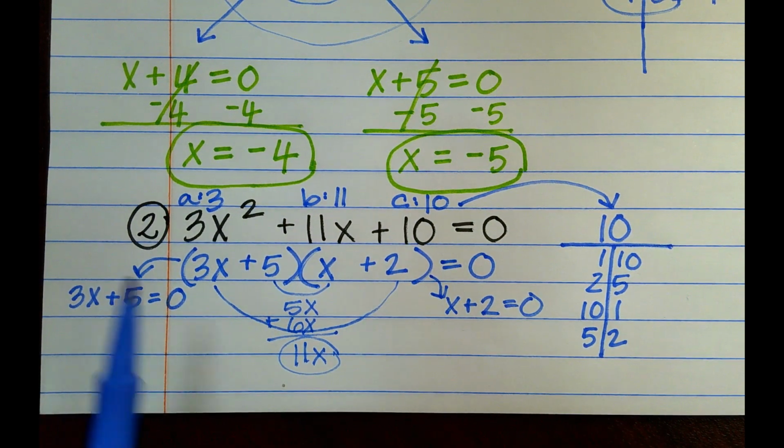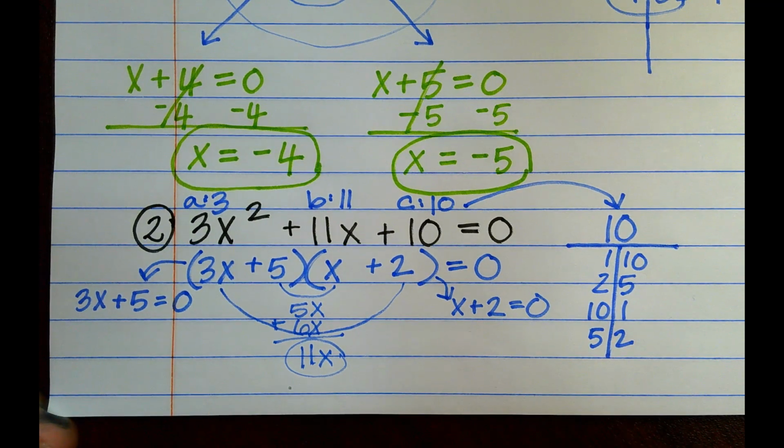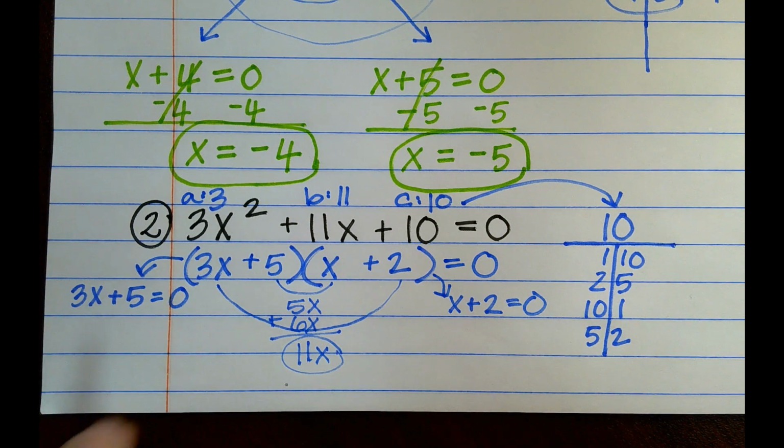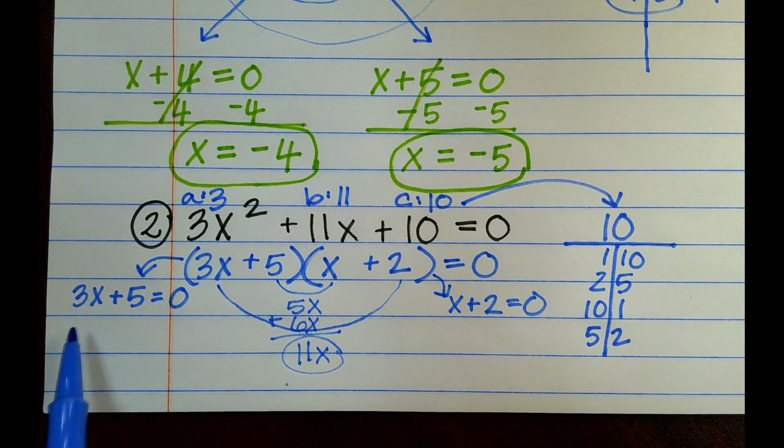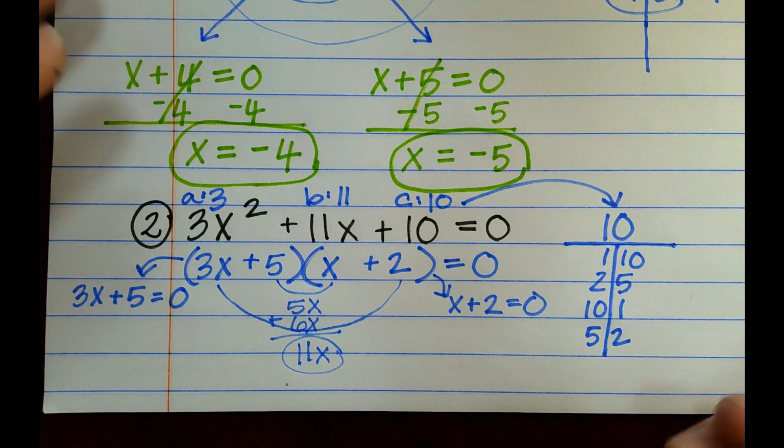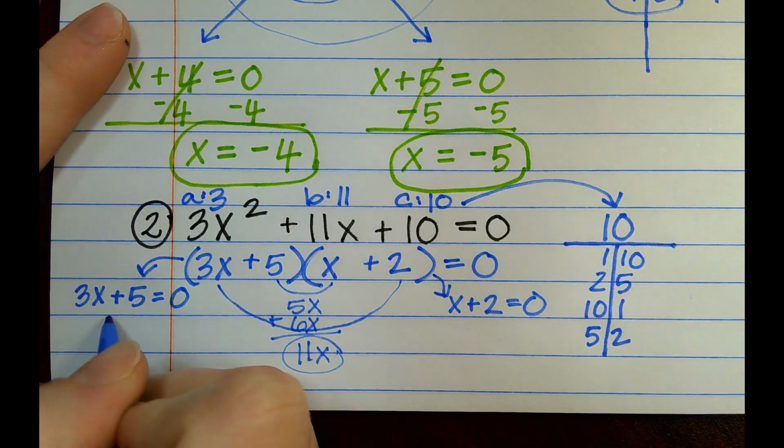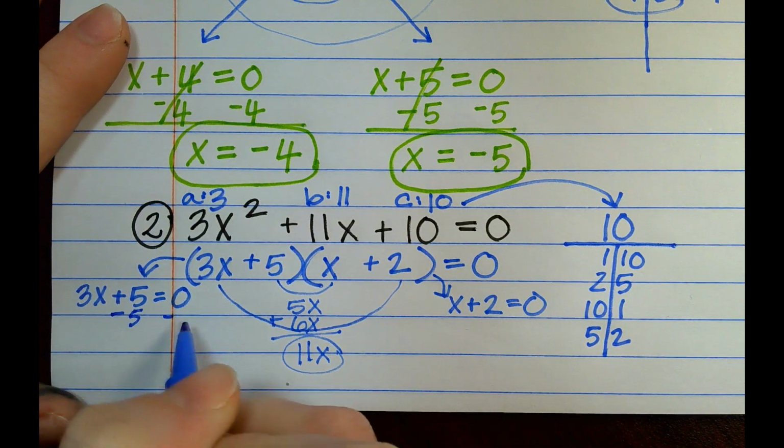So let's start with 3x plus 5 equals 0. Now we have a two-step equation, a little trickier than the ones above. When I have two different operations, a multiplication, 3 times x, and an addition, plus 5, which one do I get rid of first? The 5. Minus 5 on both sides.